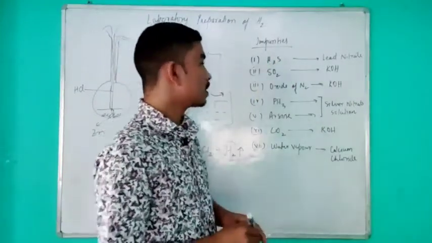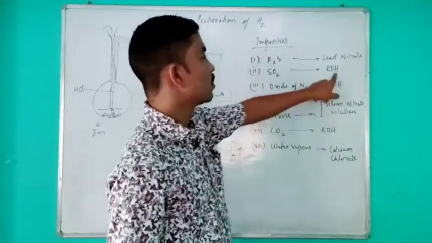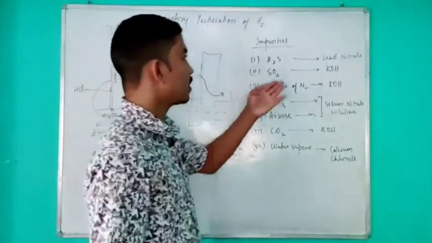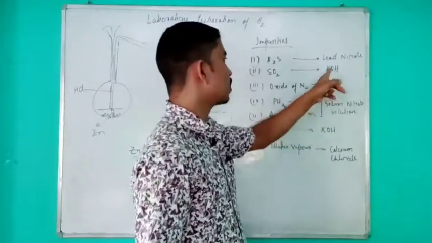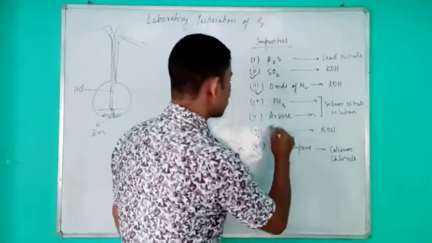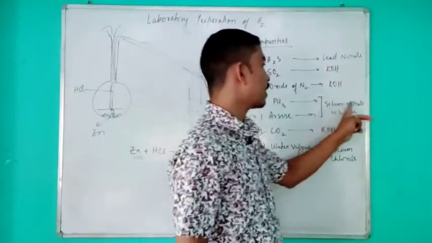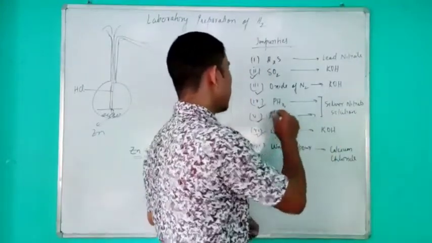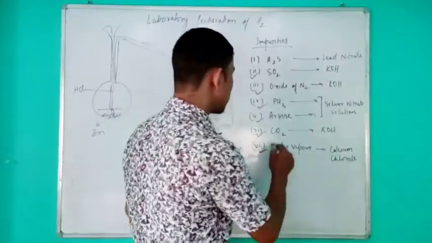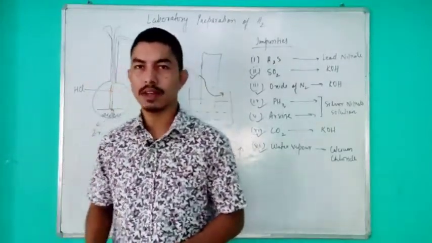Second, it can be passed through potassium hydroxide, also known as caustic potash. When you pass the hydrogen along with the impurities through the caustic potash solution, it absorbs the sulfur dioxide, the oxides of nitrogen, and the carbon dioxide. Then you can pass it through a silver nitrate solution, which will absorb the phosphine and the arsine. And finally, using a suitable drying agent like calcium chloride, we can remove the water vapor produced along with the hydrogen gas.